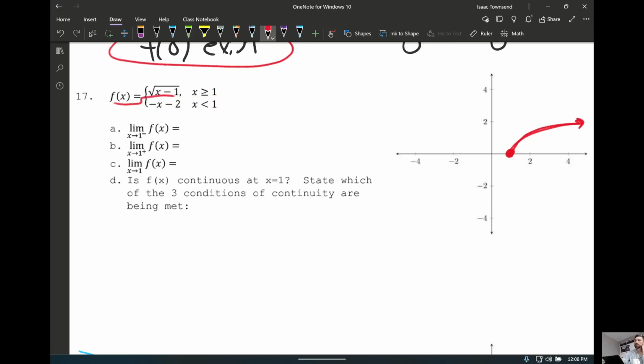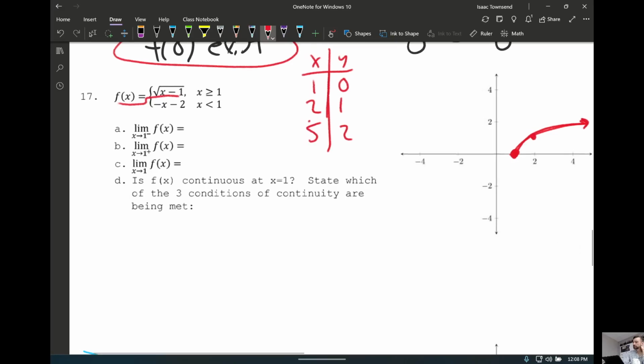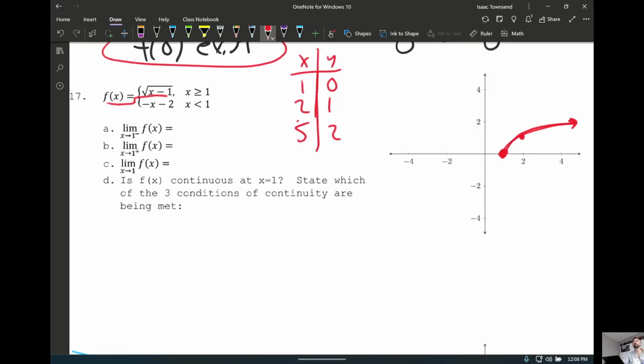By the way, anytime you guys struggle, like if you're not sure what that graph looks like, it's a lot more tedious, but if you don't have a calculator, you can make yourself just plug in values. The square root of 2 minus 1 is 1. If you plugged in 5, you would get 2. You can make yourself make a table, and if you plot enough points, you can kind of discover what it looks like.